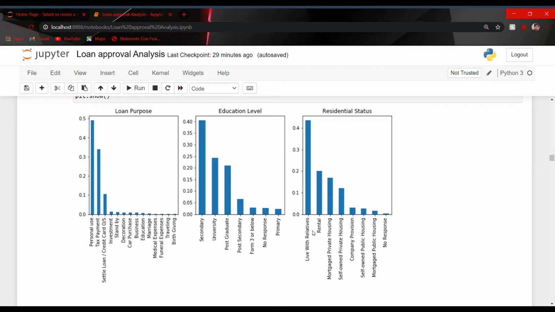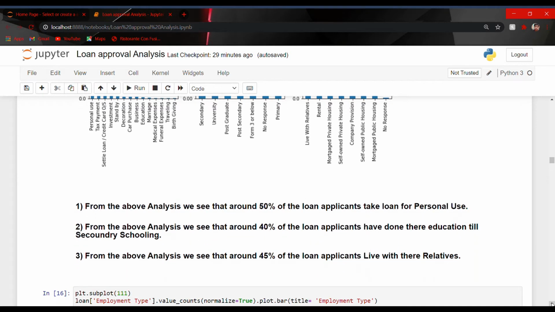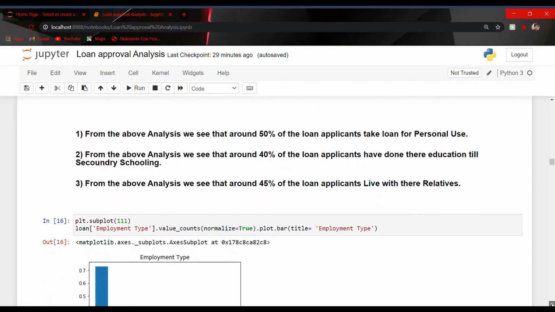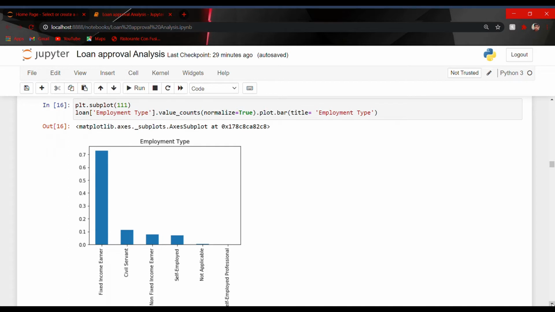That means they live in a joint family, and so on. Now here I've written my analysis of the above. Now I've again used a subplot here to see the applicant's analysis on the basis of employment type. As you can see, the majority of the loan applicants who applied for the loan, around 70 to 75% of them, are fixed income earners.